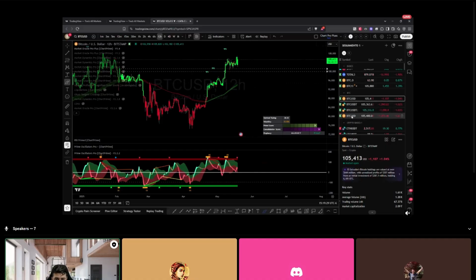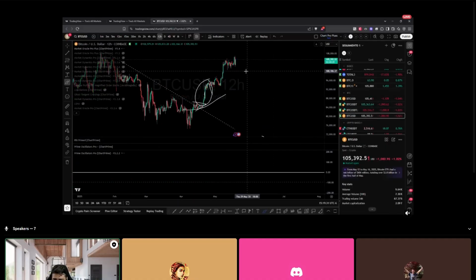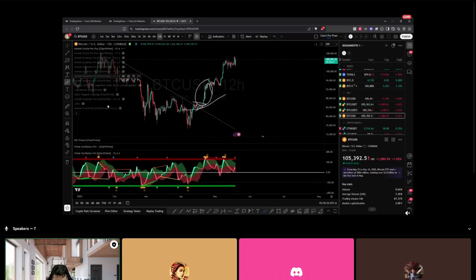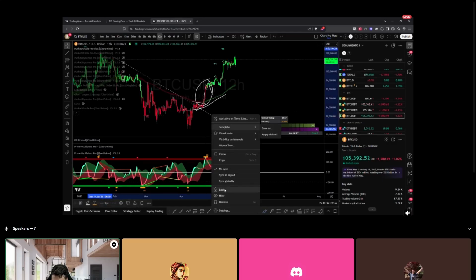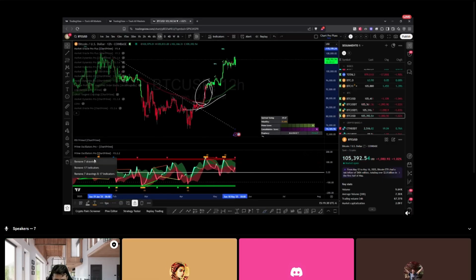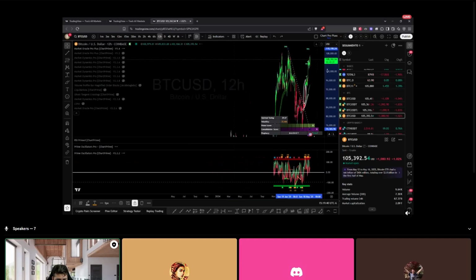Let's go to a cleaner chart in here. Let's see if I have any drawings. Perfect. I think, let me just keep this one. Is it locked? Perfect. That's it. And let me see, do I have something important?